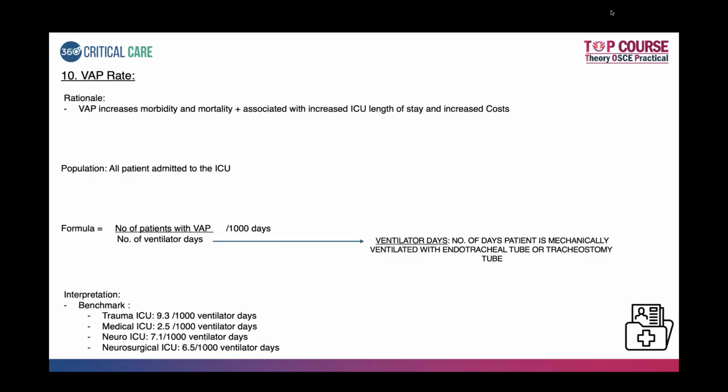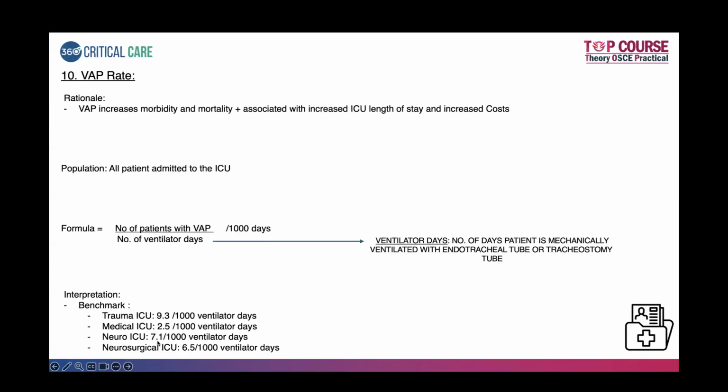So each day they calculate the number of patients who are intubated. For a period of 30 days, that number is taken and the mean is calculated. That value comes out to be your number of ventilator days. The number of patients with VAP divided by the number of ventilator days gives you your VAP rate. The benchmark for medical ICUs is a VAP rate of 2.5 per 1000 ventilator days, whereas for a trauma ICU it is 9.3 per 1000 ventilator days.